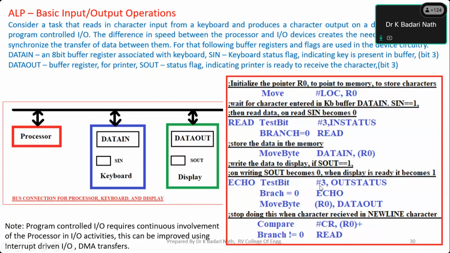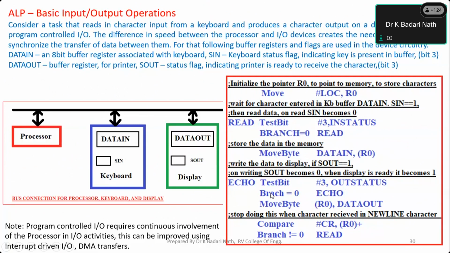Again, test bit: check for bit number 3 in the out status. Whenever it becomes 0, it means the data is still not consumed, so keep on repeating. Whenever it's ready, that means SOut is 1, move the data from the memory, wherever we have stored it in the previous keyboard program, into the buffer register which is present inside the display or the printer. So this is how we do it.